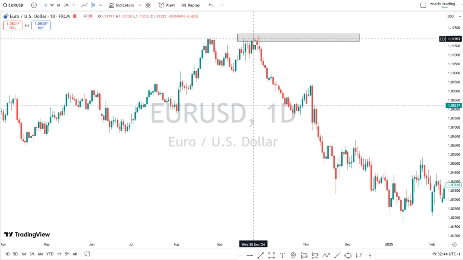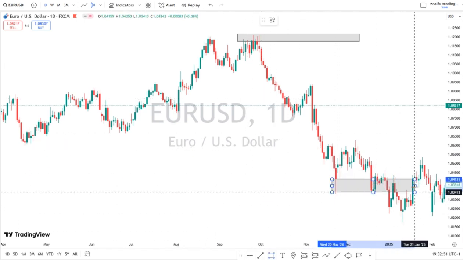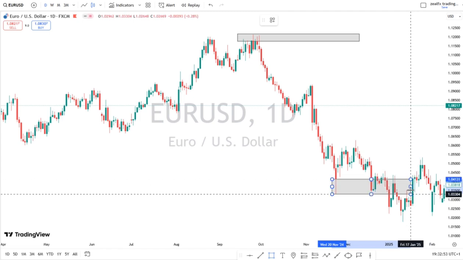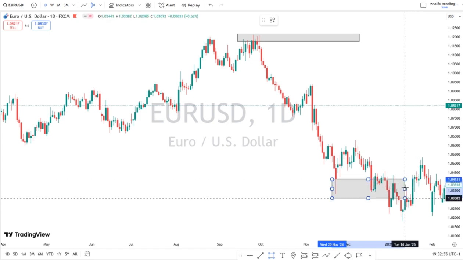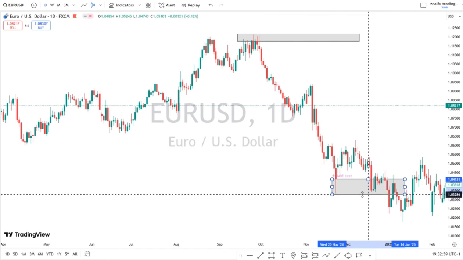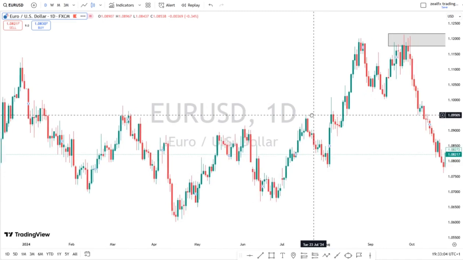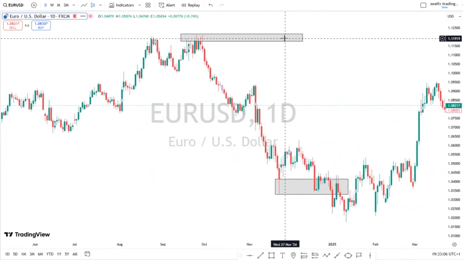So this is how you draw your resistance zone. To draw your support zone, you also pick the wick, which is this level. You pick your wick, the open and close of the candlestick, and the low as our support zone. So we have this as our support zone, while we have this as our resistance zone. So this is how you draw your zone.